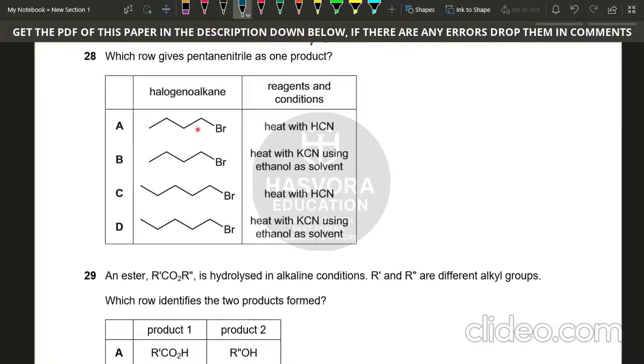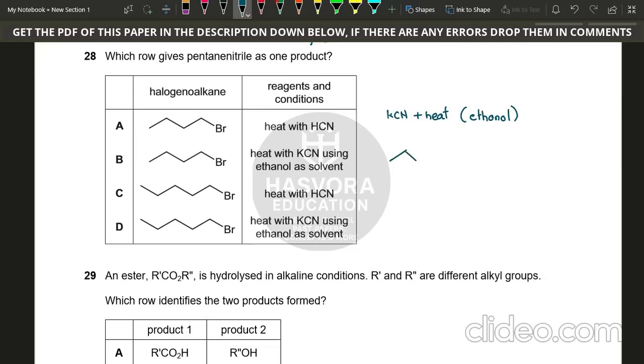Let's move on to question number 28, which is: which row gives pentane nitrile as one product. Okay, so you should remember that whenever they have given you a halogenoalkane, it means a carbon that has been bonded to a halide. Okay, so what happens is that you have to take KCN and then you have to heat. Okay, but the KCN should be dissolved in ethanol. This is something that you have to remember. Okay, and the halogenoalkane that you take should have one carbon less. For example, if you are going to make pentane nitrile, you should have the carbon chain of butane.